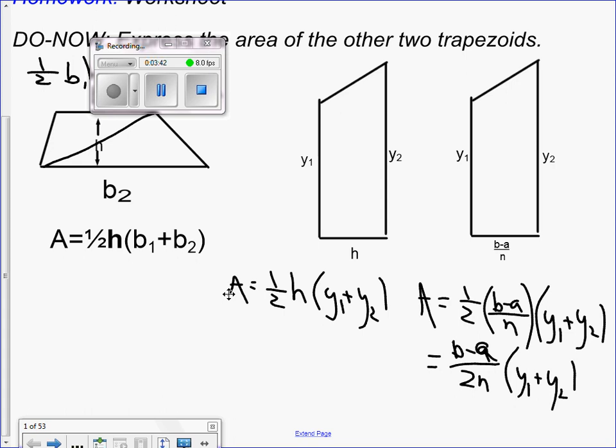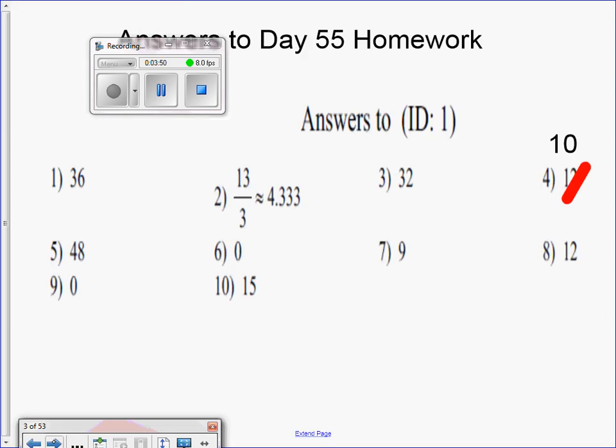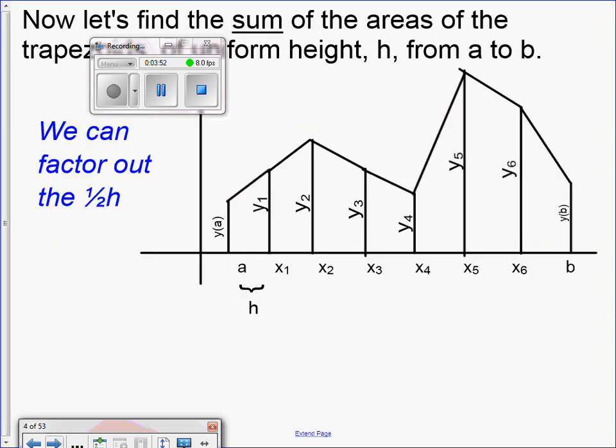Okay, do you think we're just going to find the area of one trapezoid? Don't worry, kids. So don't look at that yet. We're going to do that after. Think about what we're going to use these for. We're going to use these to approximate the area under some graph from A to B. Now, I didn't draw the actual graph. I'm just drawing in the trapezoids.